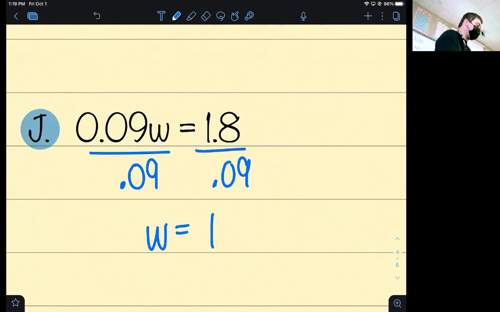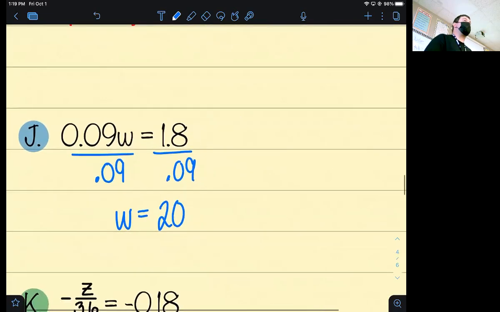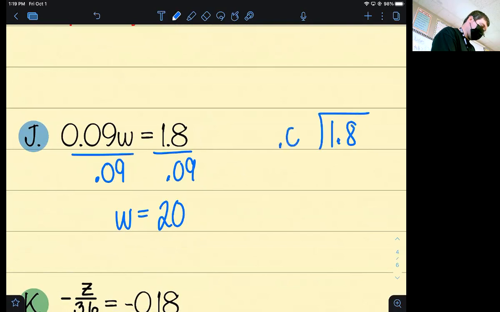What'd you say? 20, okay, 20. W equals 20. Now, remember, dividing by decimals is something we talked about earlier in the year when we were doing that preliminary unit. 1.8 divided by 0.09.